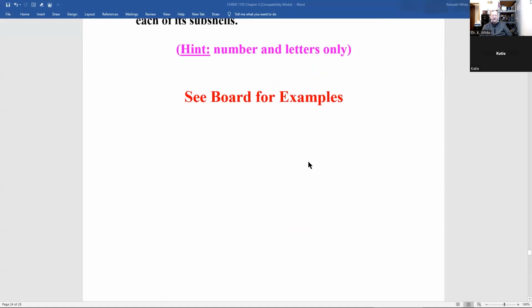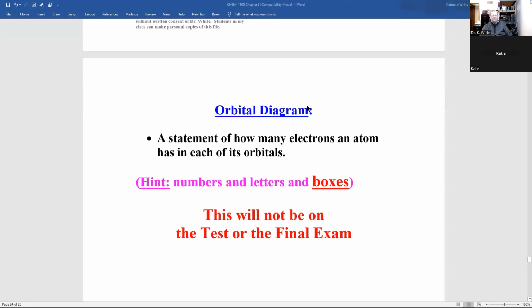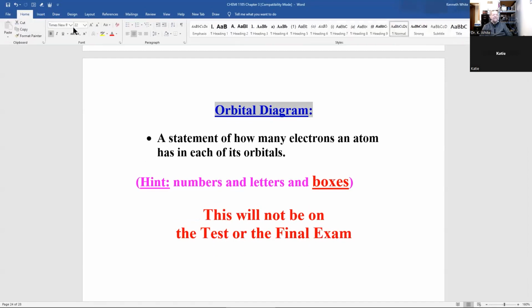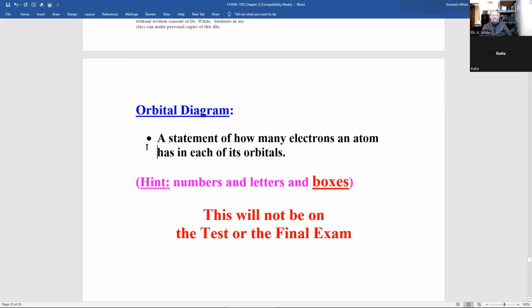That's how you do electron configuration. Now, let's move on. Now, on this slide, I've turned the switch. Will it be on the test or final? It won't. I even wrote this right here, so you can see it on your screen.